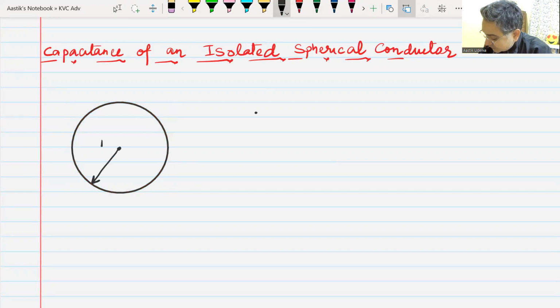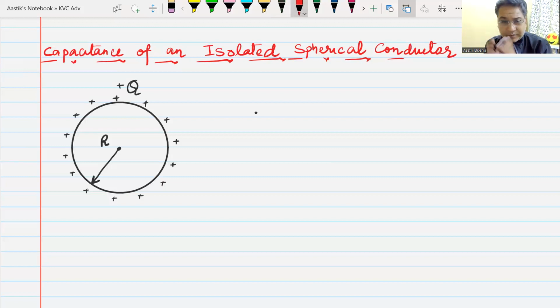Now, even if it is a spherical conductor, it could be a solid sphere of radius r. If I give charge to this sphere, where will the charge come on this sphere? Outside, on the surface. It will only come on the outer surface, even if it is a solid sphere, or it may be a hollow sphere, it may be a sphere which has a spherical hole. Whatever charge, let me give it a positive charge plus Q, it will come on the outer surface of this sphere. Now, if I talk about the potential of this sphere, we understand that potential at infinity is taken as zero. Yes or no?